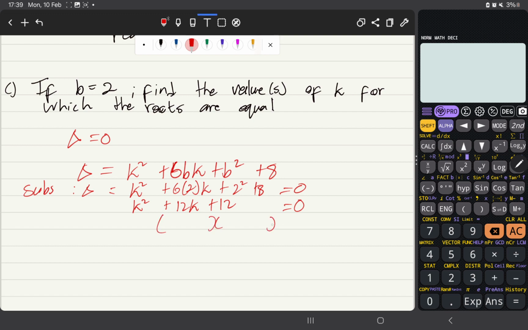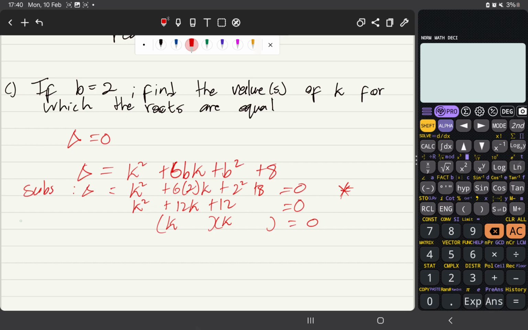Since my coefficient of k squared is 1, I can just open my brackets. Let's think. Find the values of k for which we will have equal roots, given b is 2. We have already substituted. For us to have equal roots, our discriminant has to be 0. So now we equated our discriminant to 0 right here, and we're trying to solve for the value of k given that b is equal to 2.